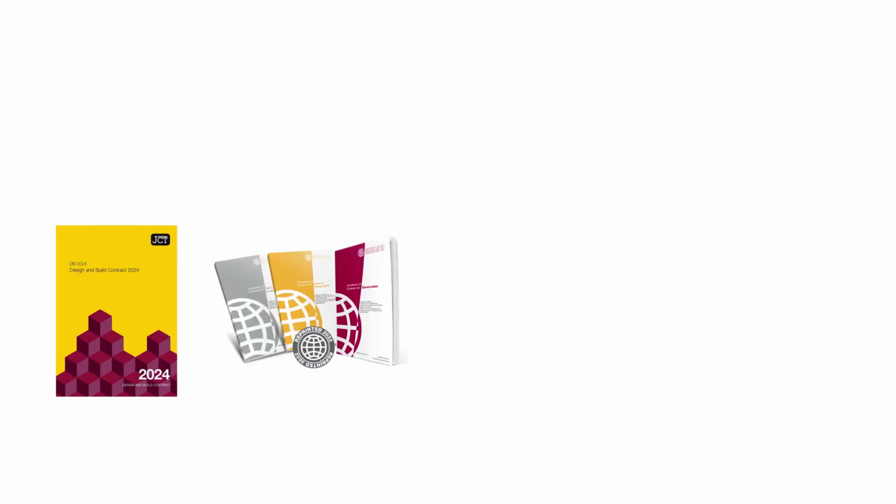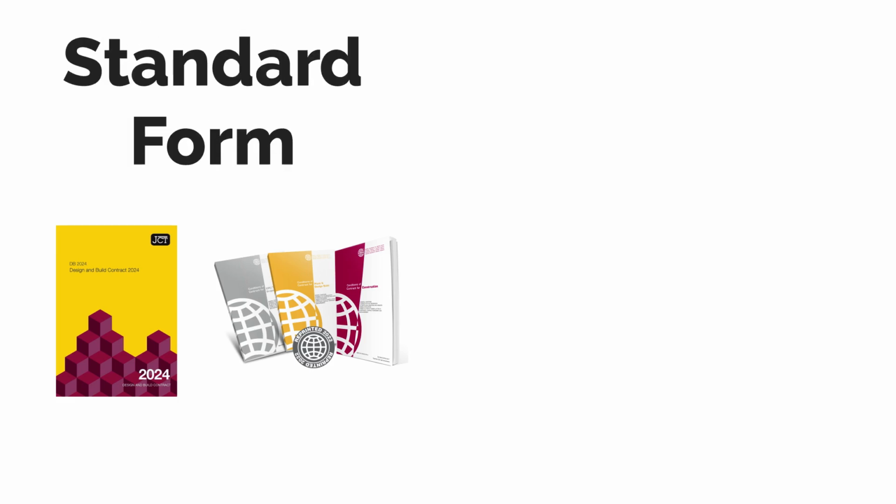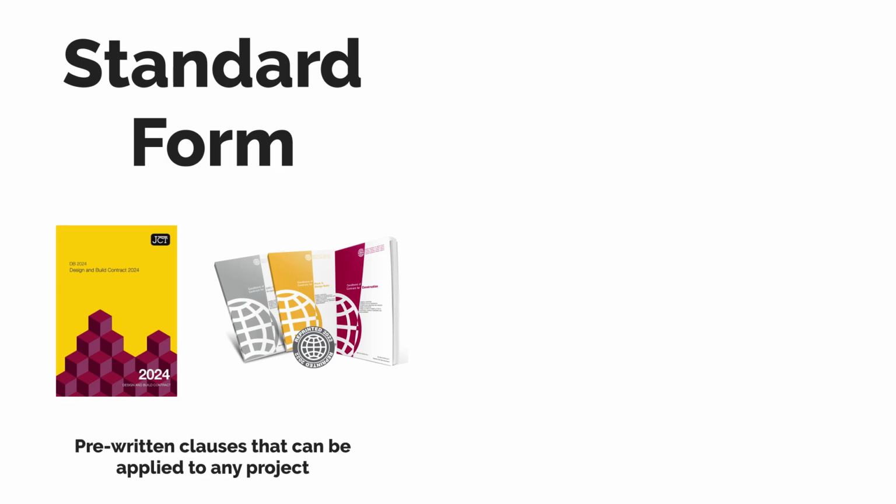You've probably heard of JCT or FIDIC contracts in construction. These are umbrella terms for standard forms of contract. They're standard because they utilise pre-written clauses that can be applied to any project.